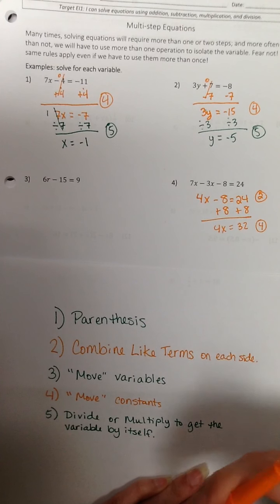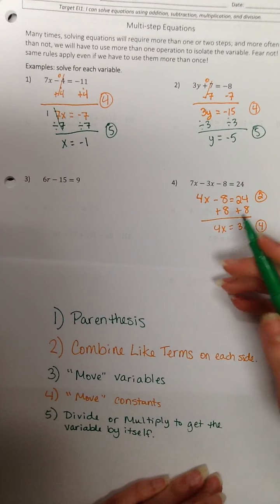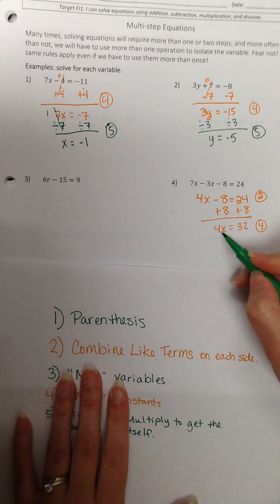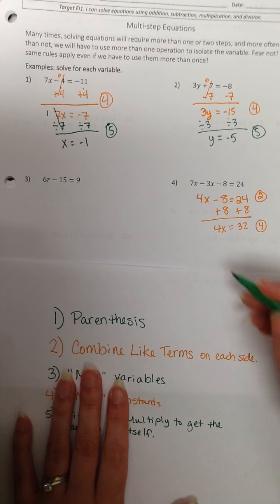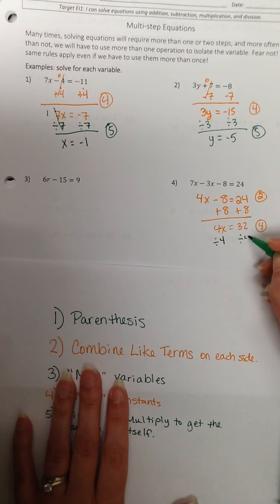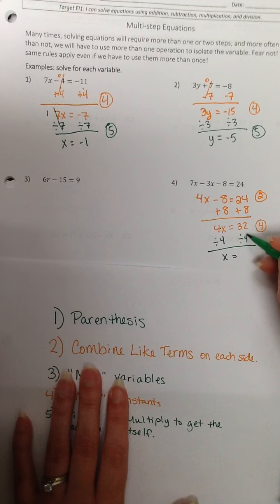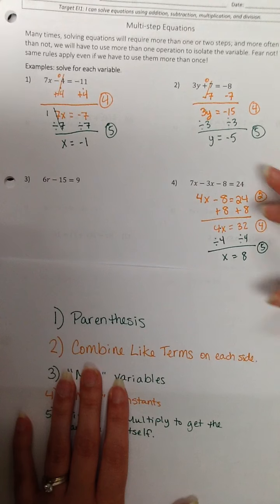Now I want to check step 5. Am I going to multiply or divide to get the variable by itself? Here I have multiplication. The opposite of multiplying is dividing. So I get x equals 4 into 32 is 8, and that is step 5.